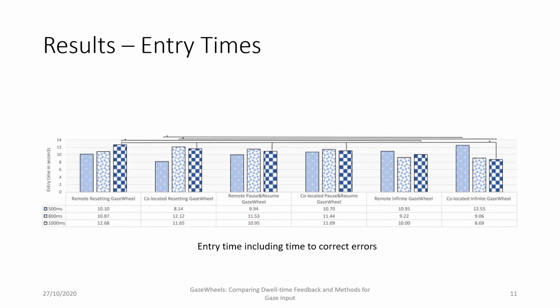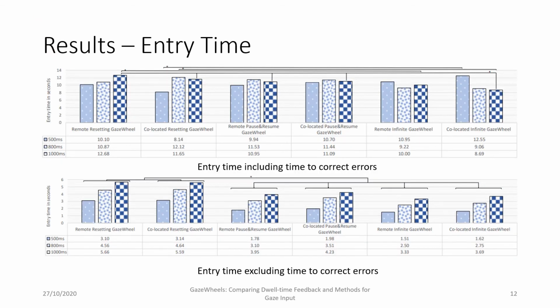And interestingly, we see here that when using low dwell durations, such as 500 or 800 milliseconds, the differences in entry times among the different methods are actually negligible. So even when factoring the time taken to correct errors, the differences are negligible because, as we'll see next, the pause and resume and the infinite methods actually have more people make more errors when using them. But nevertheless, even when including the time taken to correct errors, overall, people take the same time when using the different methods.